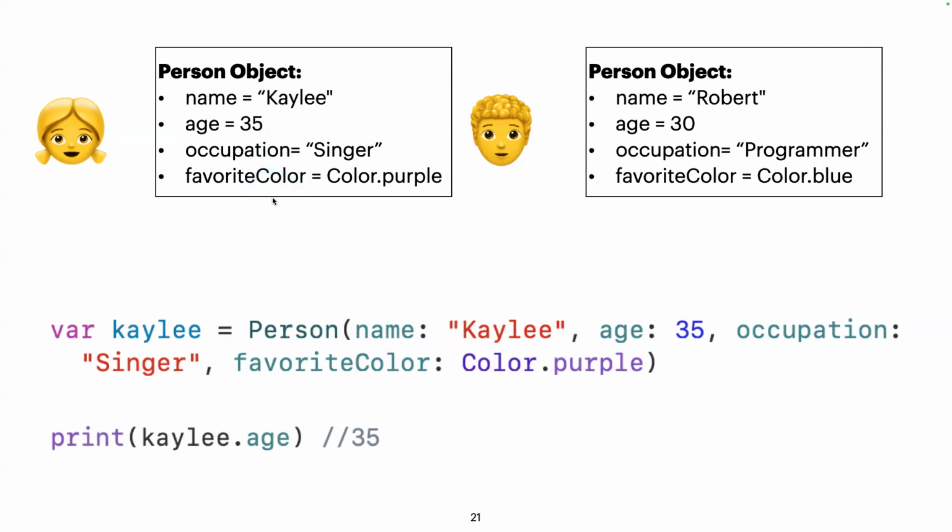And to access one of these properties, a property is basically a variable within a struct or a class. Here, to access Kaylee's age, I use something called dot notation. So I use Kaylee dot age. You can think of this dot as like an apostrophe in English. It's like a possessive. So I'm basically saying Kaylee, give me her age using this dot notation. It prints out 35.